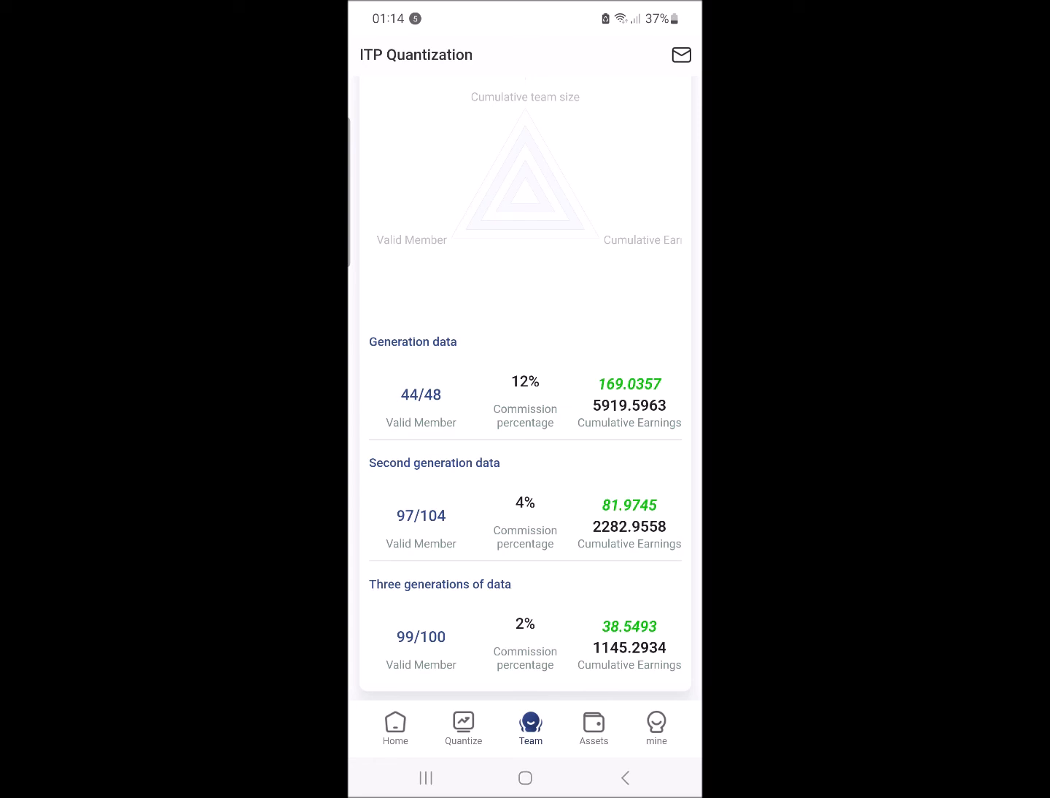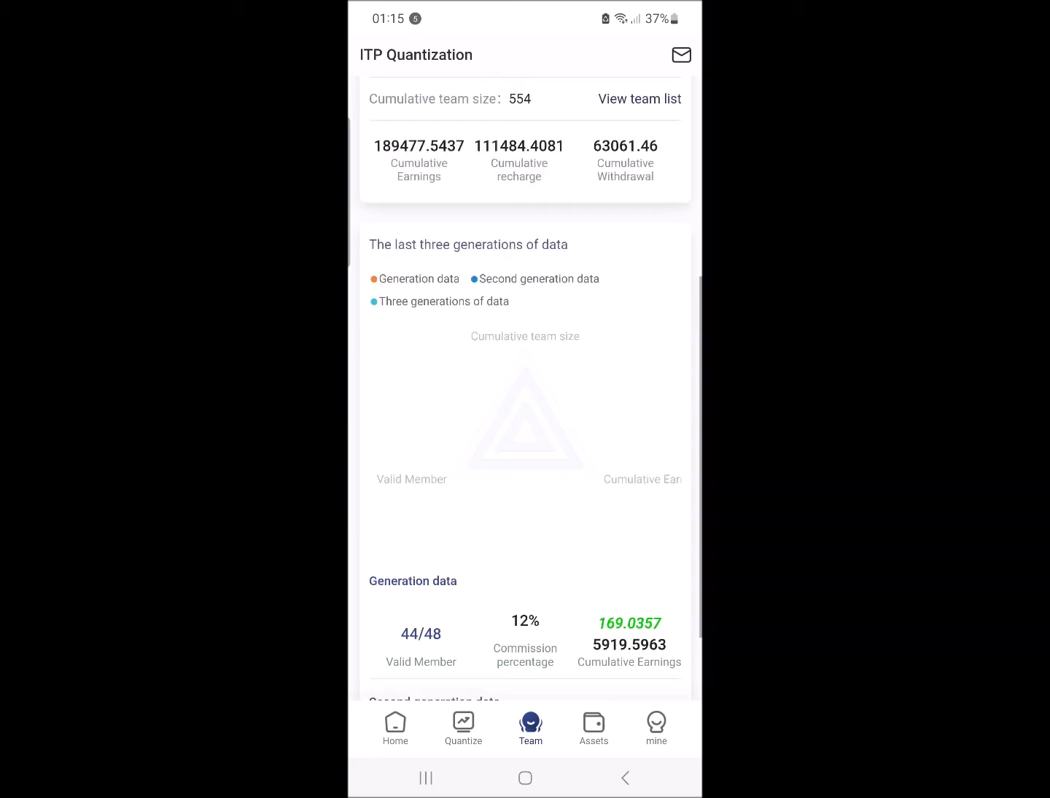Since I've started, I've made $5,919 from those people. And of course, I'm only earning from them if they're earning, so they'll have made a lot more than that. On level 2, I've got 97 people, and you can see the figure in green there. I made $81.97 from them. On level 3, I've got 99 active people, and that's made me $38. And again, if I'm making this money, they're making a lot more, okay?